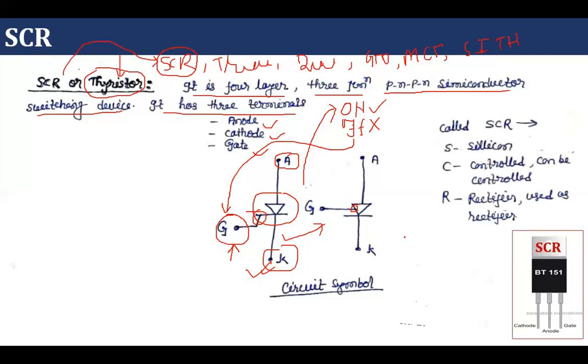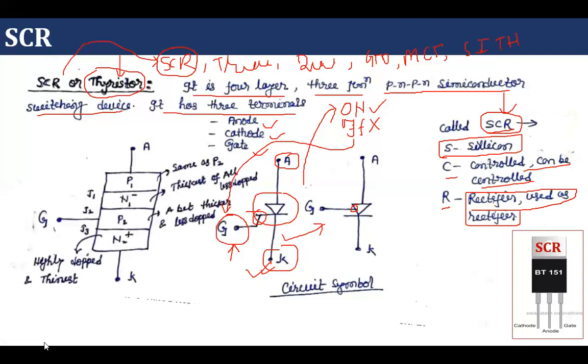Now, why is the name of this device silicon controlled rectifier? S represents silicon, it means it is made up of silicon material. C, control, it means it can be controlled. And R is taken from rectifier. It is used in rectifier circuits, and at that time it was very popular. Even today, in high voltage applications, we are using silicon controlled rectifier. So this is SCR.